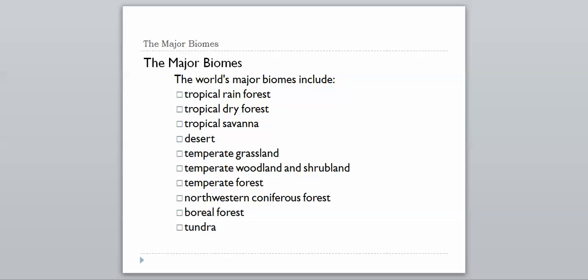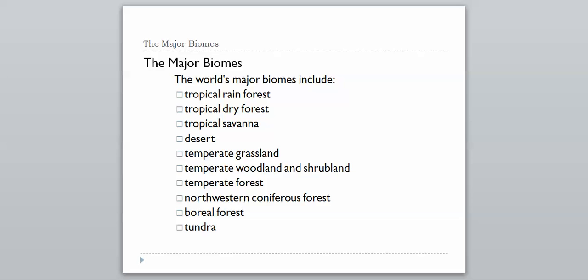And so that is all the background information to get us into what our major biomes are. We have 1, 2, 3, 4, 5, 6, 7, 8, 9, 10 major biomes. We have what's known as a tropical rainforest, tropical dry forest, tropical savanna, a desert, a temperate grassland, temperate woodland and shrubland, a temperate forest, northwest coniferous forest, boreal forest, and the tundra.